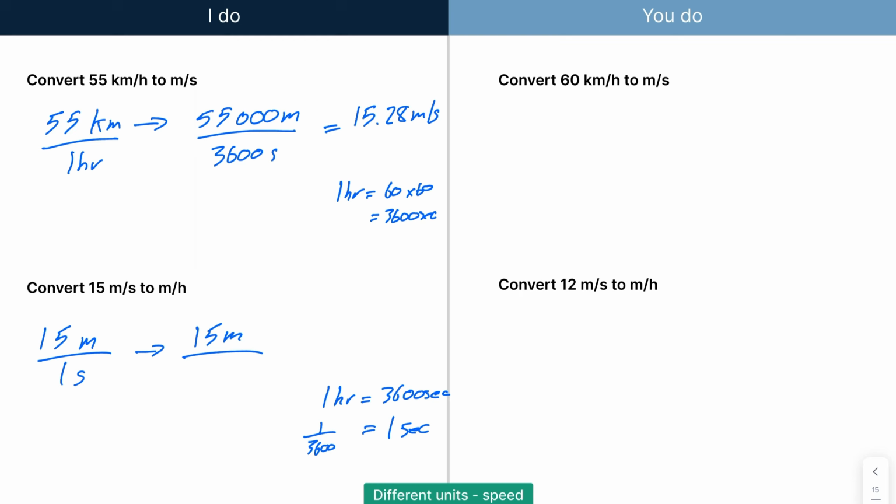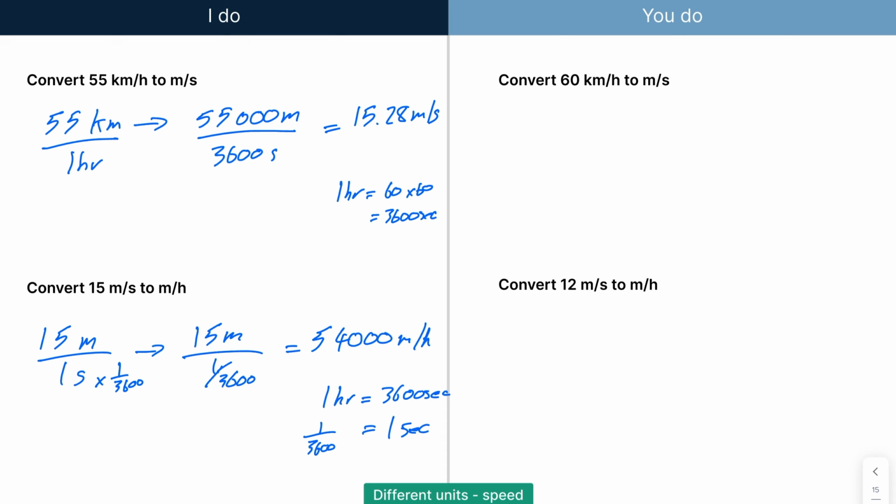So I'm going to then multiply this by 1 over 3,600, or you can just say divide by 3,600, and then that just becomes 1 over 3,600 at the bottom here. And then if I type that into my calculator, I just get 1 divided by 3,600. With that on top, that becomes 54,000 meters per hour. So the important bit to note here is to use the fraction.